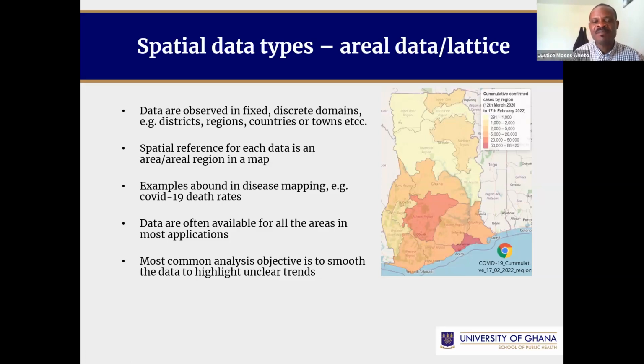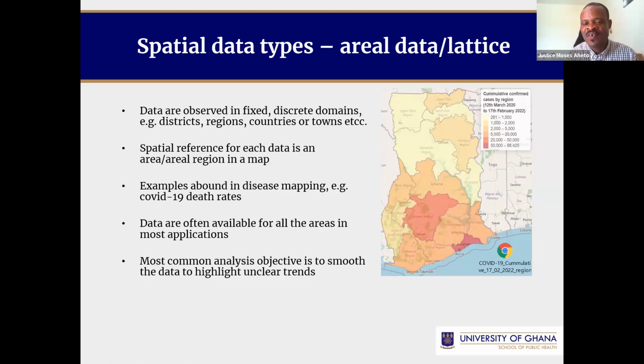Okay, so this map is simply for COVID-19 between the period that I've just mentioned. And you see that for each polygon, there's a color representing the prevalence or incidence of COVID-19. This is a typical example of areal data. But this is not what you get originally.